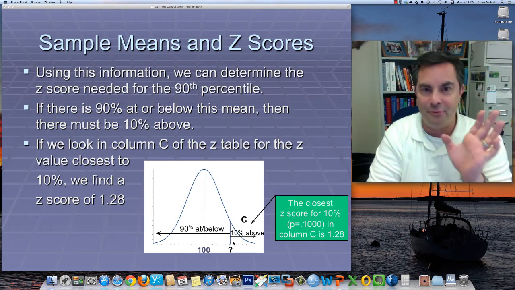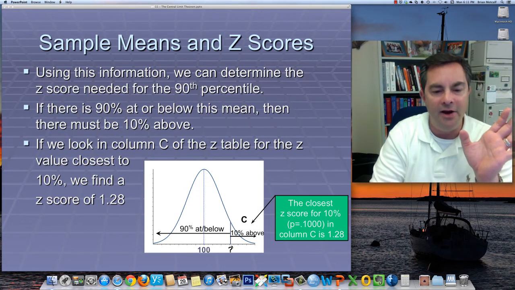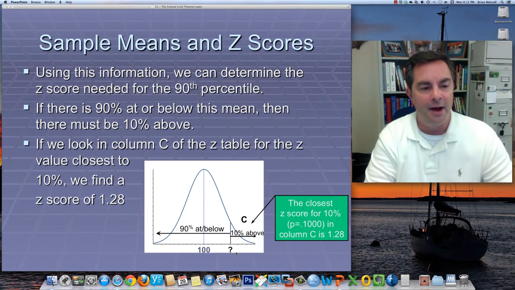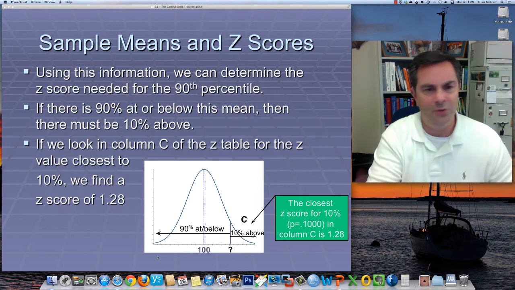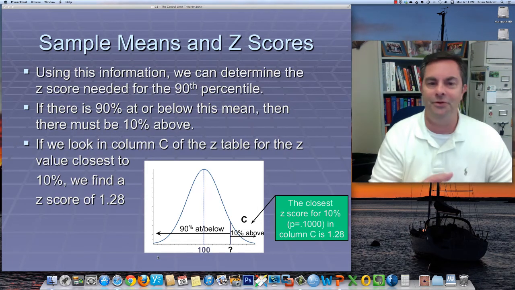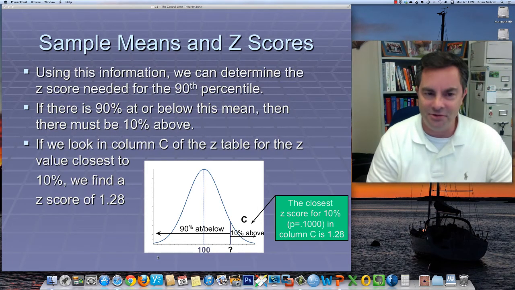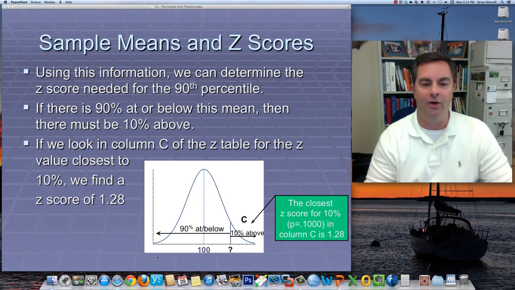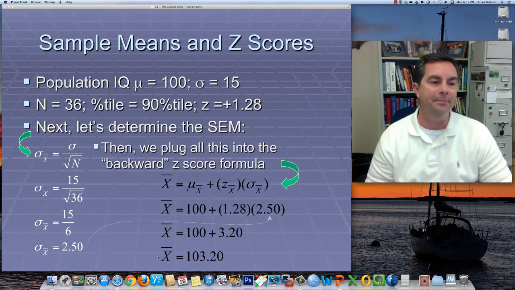I'm about halfway there. I'm halfway to solving this. I don't know what that magic mean is yet, but I do know it's a z-score of 1.28. If you don't know what I'm talking about, rewind this, review this, look in your book, dig out the z-score table and make sure you can see how I did this. I'm going to move on now though. Okay, I got a z-score of 1.28.